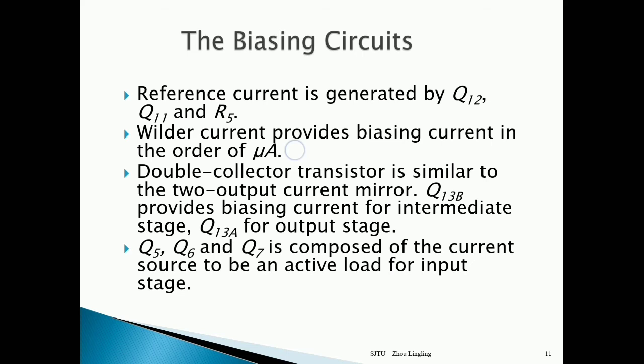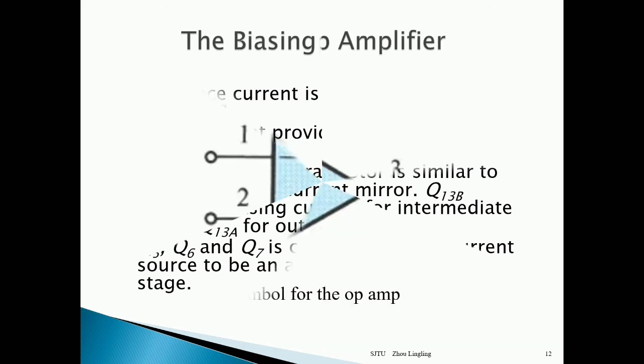The biasing circuit uses the Widlar current source. The Widlar current source provides the biasing current in the order of microamps. The double collector transistor, similar to the two output current mirror Q13B, provides the biasing current for the intermediate stage and the Q13A output stage. The transistors Q5, Q6 and Q7 compose the current source that acts as the active load for the input stage.